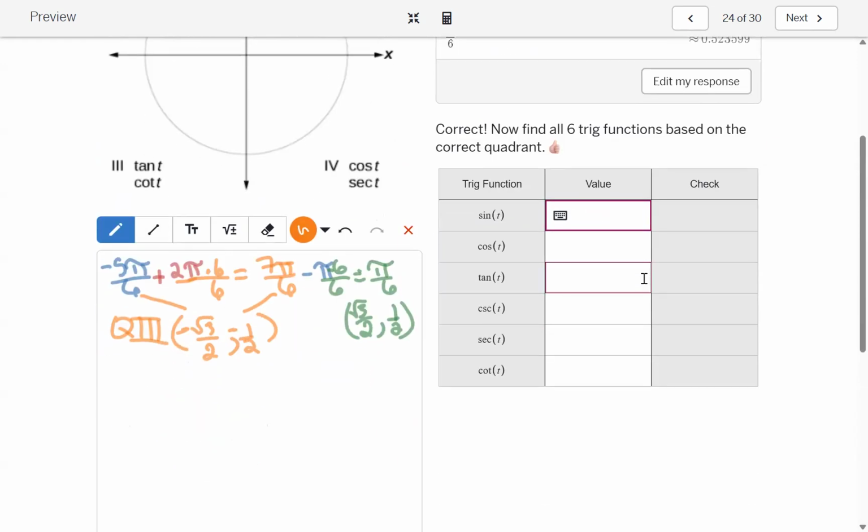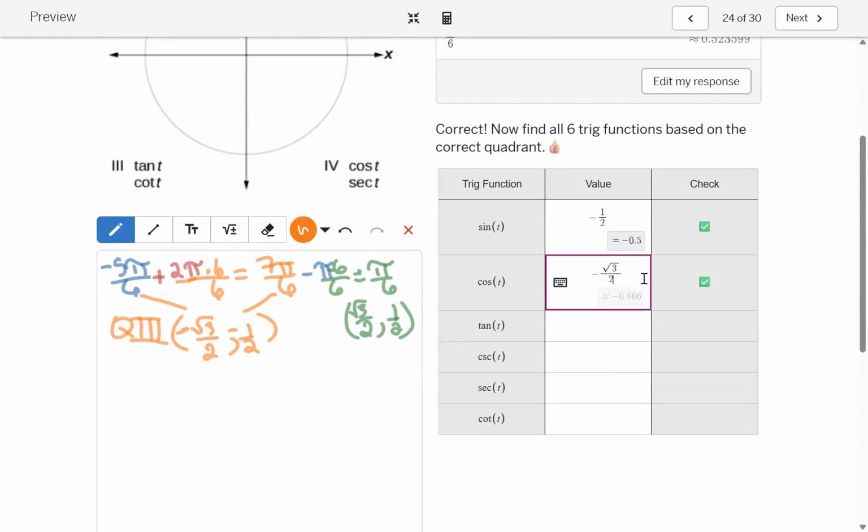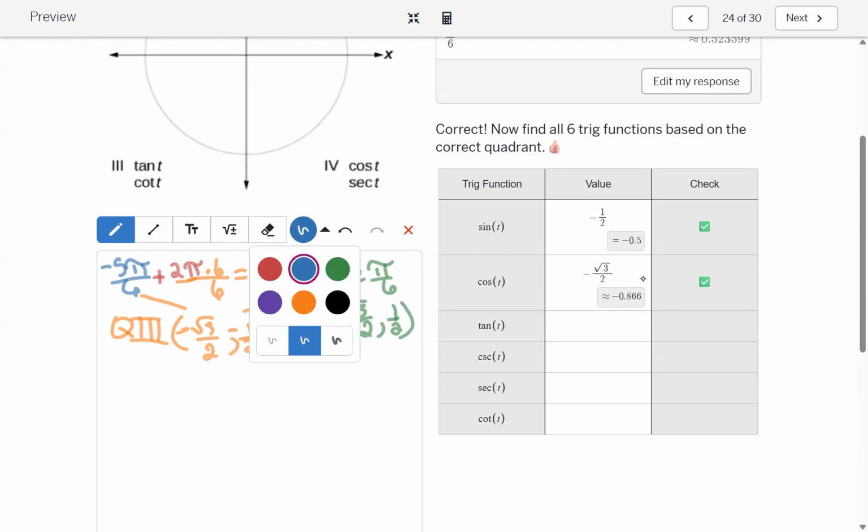And now the table gives us a way to check our numbers again. So the sine value is negative 1/2. Cosine is negative square root 3 over 2. The values we're going to get here are going to be the same values we got on the previous problem. We just have to pay attention to what the positives and negatives are. So I'm going to speed up the calculation a little bit.